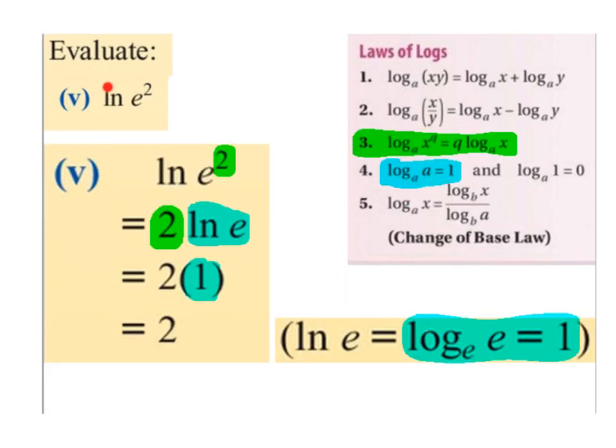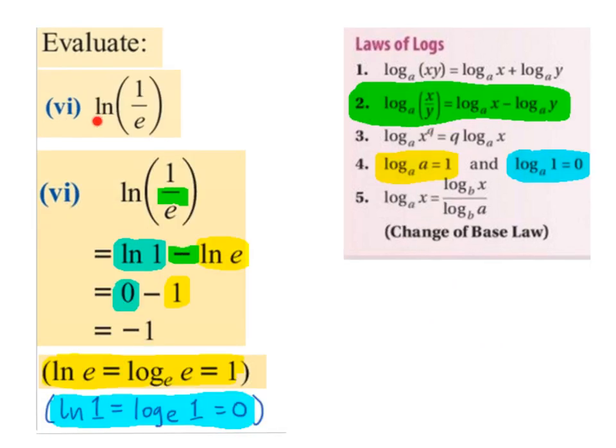Evaluate the natural log, so ln, the natural log of e squared. So we're going to use law number 3, and we're going to bring the power down in front of the log. So natural log of e squared becomes 2 times the natural log of e. And the natural log of e is 1, because the natural log of e is the same thing as log base e of e, which is equal to 1, according to our fourth law. Log base a of a is equal to 1, so if our base and our argument match, we just get 1. And 2 times 1 is 2.